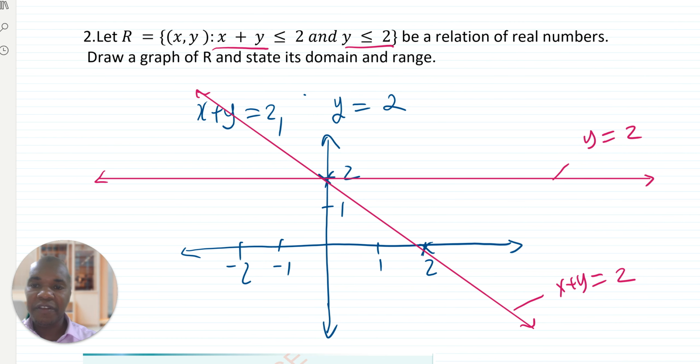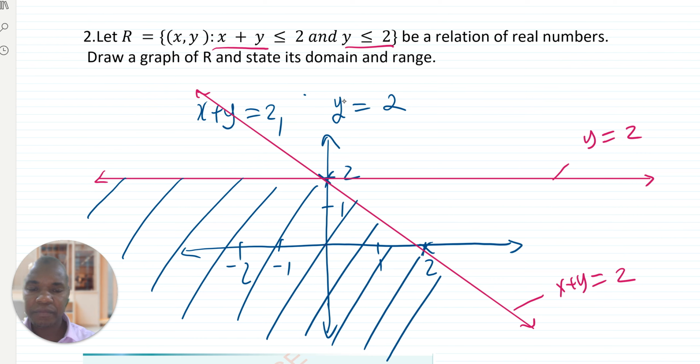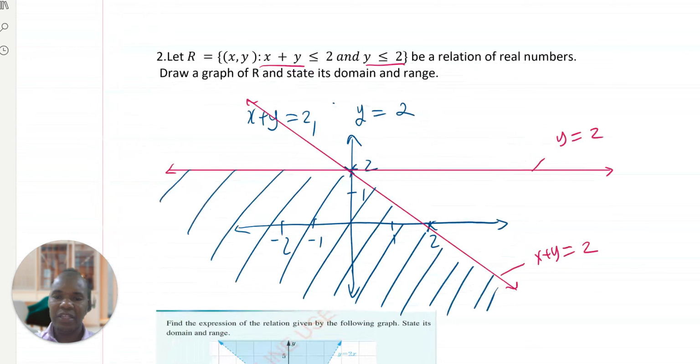So for example, the first region, I can consider this region here, and we'll be testing 0, 0. So with the 0, it is true that 0 is less than 2, and 0 is less than 2. So it means, dear students, with the first testing, we have realized that the region to be shaded is going to be this region here. So this is the region to be shaded.